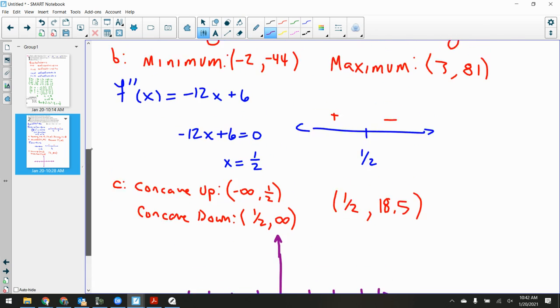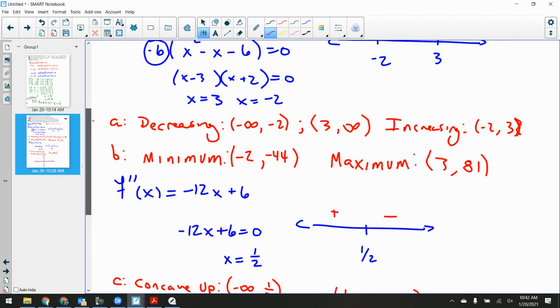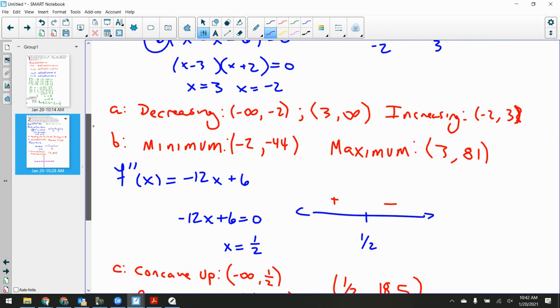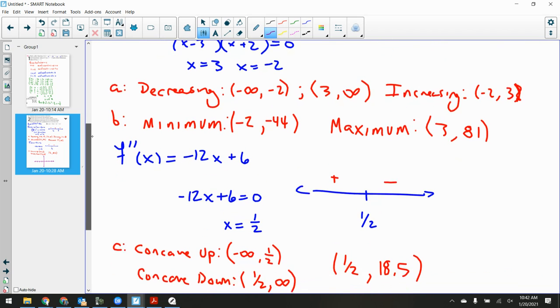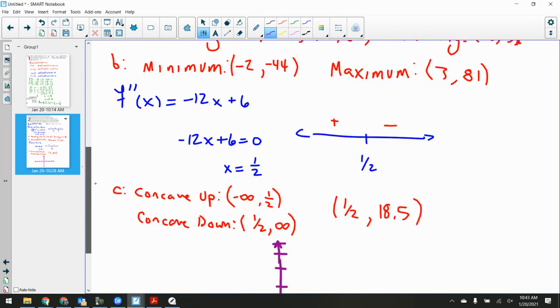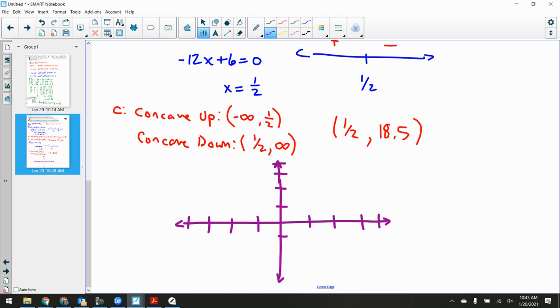I know these are the maximum and minimum points, -2, -44 and 3, 81. So if it's at 81, maybe I'll just make a couple marks and go by 25. Does that sound good? 25, 50, 75, 100. Sorry about that. Is it negative at all? Yeah, -44, so -25, -50. Let's make note of that on the graph.